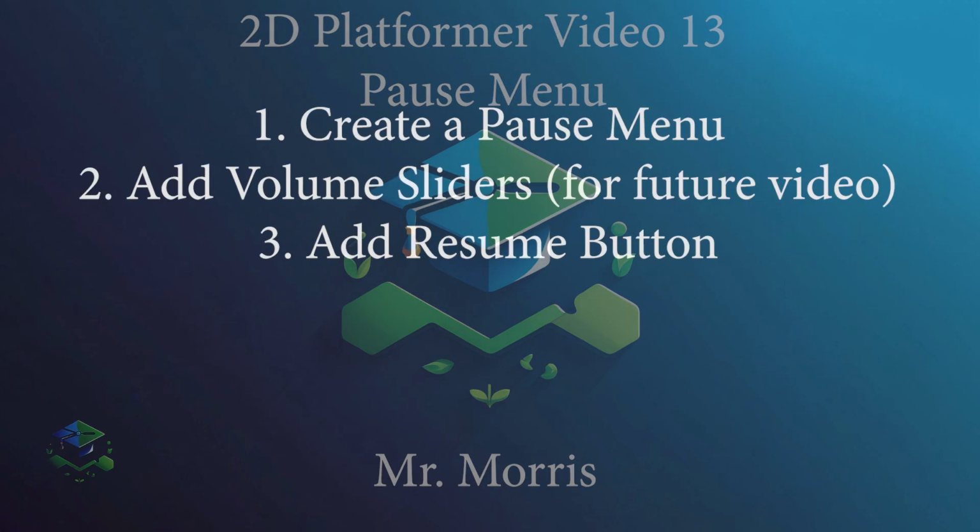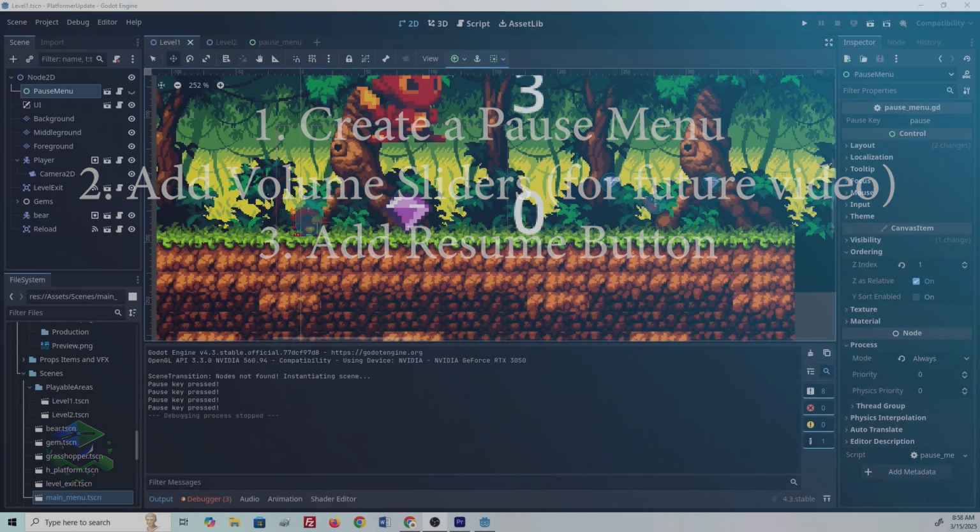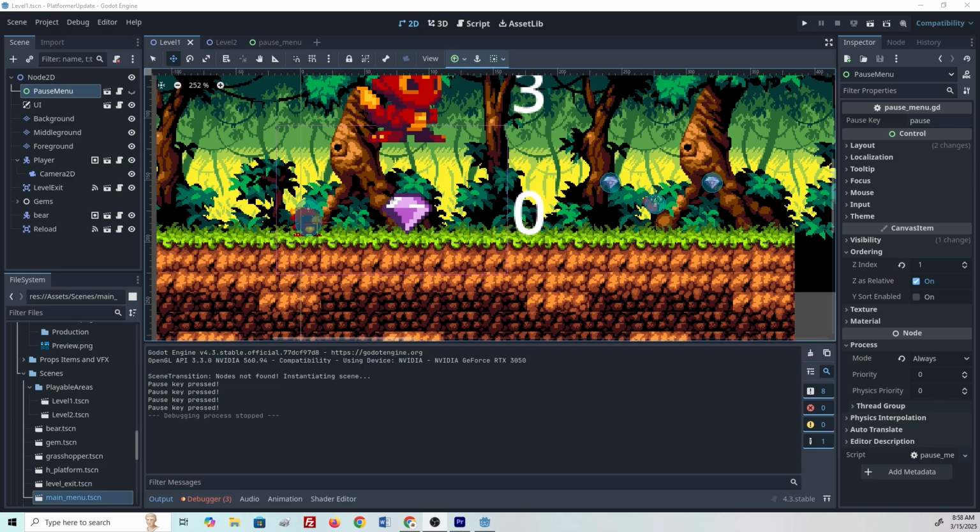Today we're adding a pause menu. It's going to be very simple. It's going to let you pause and resume the game. We're going to add some volume sliders because in our upcoming video, which will be our last video for this series, we're going to be creating an audio system. So we're going to need those sliders in place so that we can just connect them and not have to readjust anything.